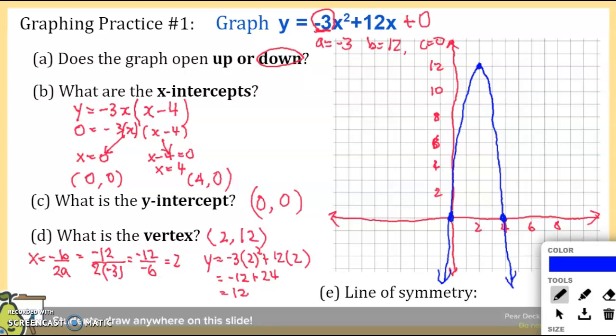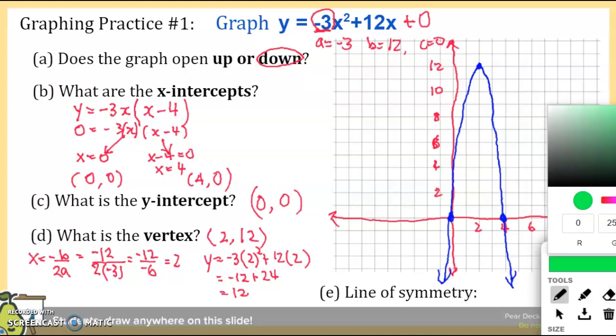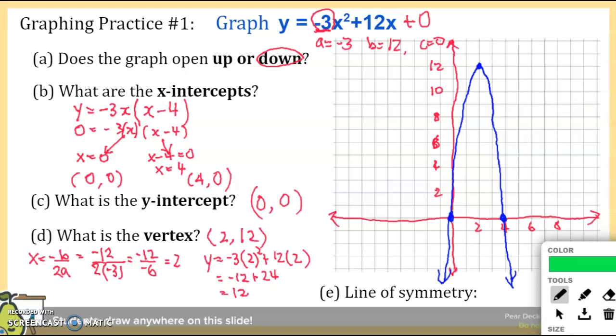Oh, I forgot to do the line of symmetry. Remember, the line of symmetry always goes through the x coordinate of the vertex. So this is my line of symmetry. And what is the equation for that? The x value of the vertex is 2, so x is equal to 2.